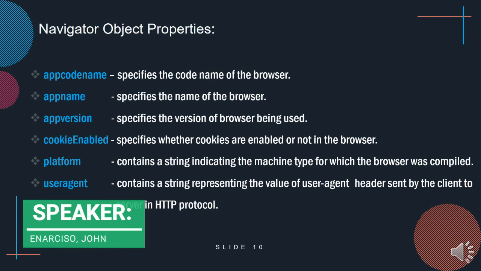cookieEnabled specifies whether cookies are enabled or not in the browser. platform contains a string indicating the machine type for which the browser was compiled. userAgent contains a string representing the value of the user agent header sent by the client to the server in the HTTP protocol.